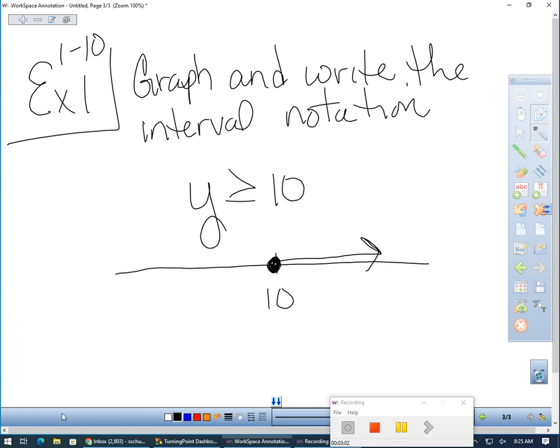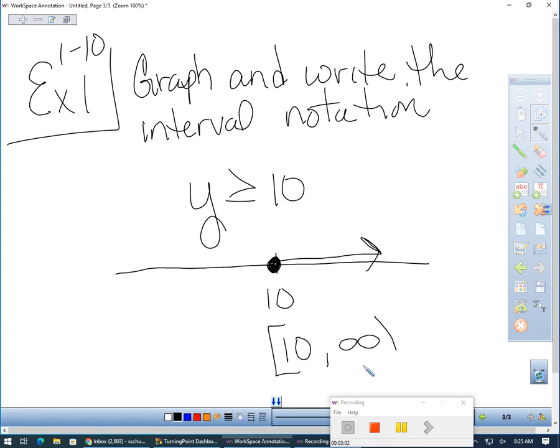Now we have to write the interval notation. So as I read it like a book, I come to this closed dot first, which means a bracket at 10. And then it goes all the way to where the arrow is pointing, which is infinity with a parenthesis. So that is what you are doing for 1 through 10.